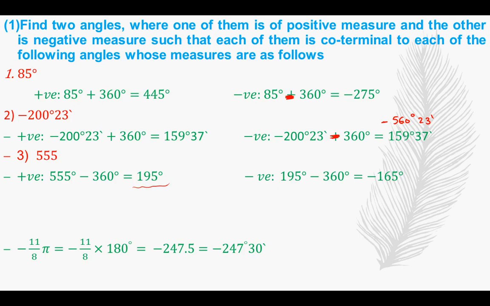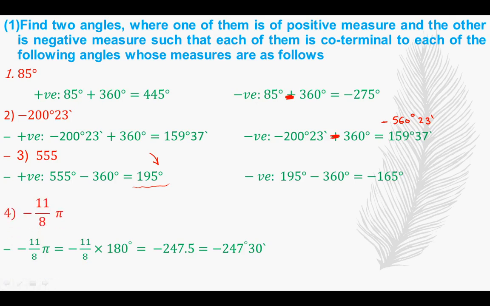Now 555 is bigger than 360, and we need to put it in the form of an angle bigger than 0 and smaller than 360. So we subtract 360 from it, and the angle will be 195. We want to find a negative measure to it, so we subtract 360 from it. So 195 minus 360 equals negative 165. So the two measures will be 195 and negative 165.